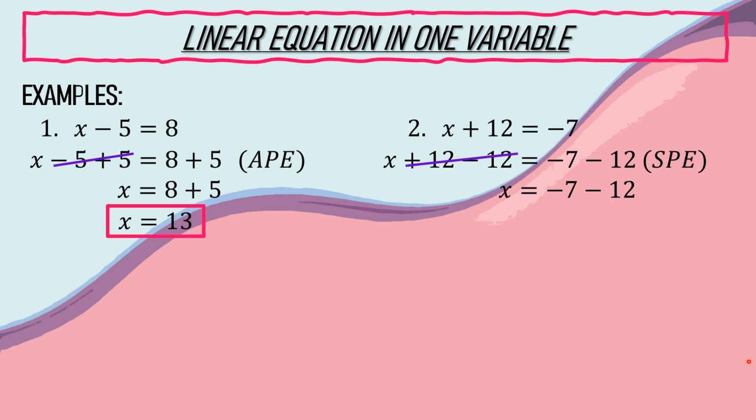Next is i-apply natin yung rule na natutunan natin sa operations on integers. Kapag parehong negative, that will become addition. So i-add natin yung negative 7 and negative 12 and then the sign will be negative since pareho silang negative. Therefore, the value of x is negative 19.